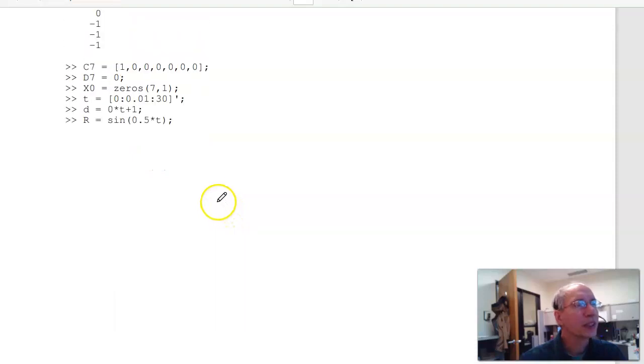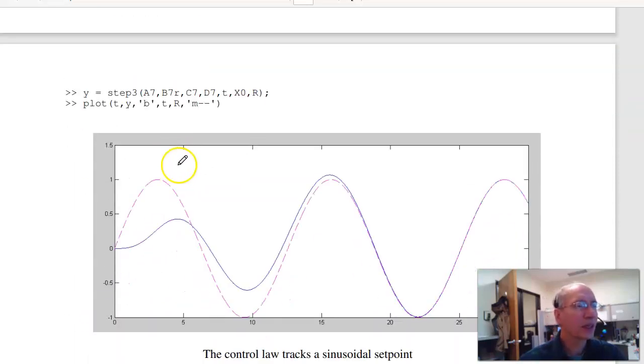Take the step response. Again, MATLAB does not have a step response due to a sine wave input. So I'm going to use the function that we came up with in this class called step3. There I need to specify the states. The initial condition is going to be zeros. My time vector, my disturbance is 1. My reference is sine of 0.5t. Now take the step response with respect to R.